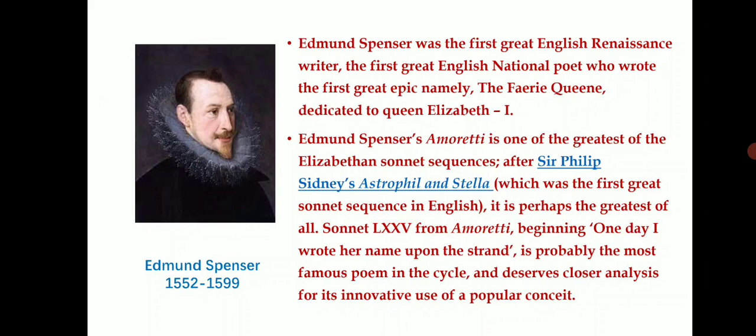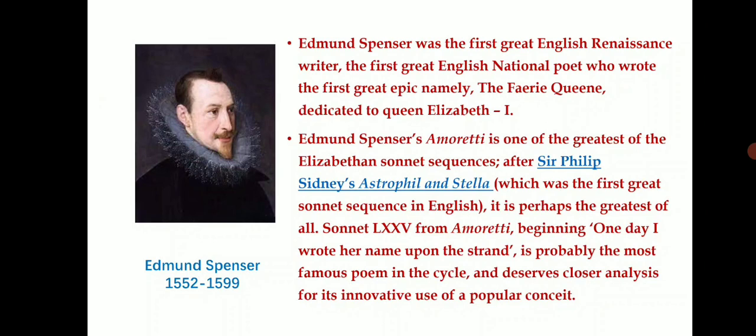Yes, he is the first man who tried to write the epic poem, but unfortunately he couldn't complete the Faerie Queene, because as far as the literary form's rules are concerned, if it is an epic poem, it should contain 12 books. But Spenser couldn't complete 12 books, and so it is an unfinished epic poem. But he is the first one who tried this great genre, and he dedicated this famous poem to Queen Elizabeth I. So Edmund Spenser's Amoretti is one of the greatest of the Elizabethan sonnet sequences.